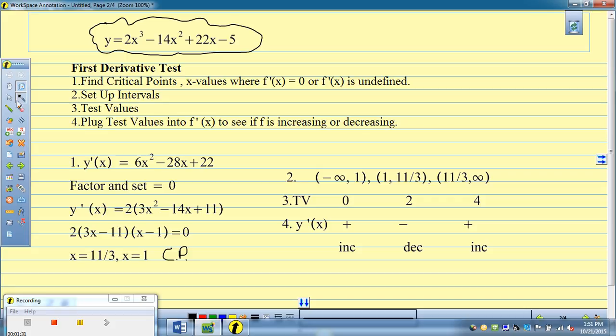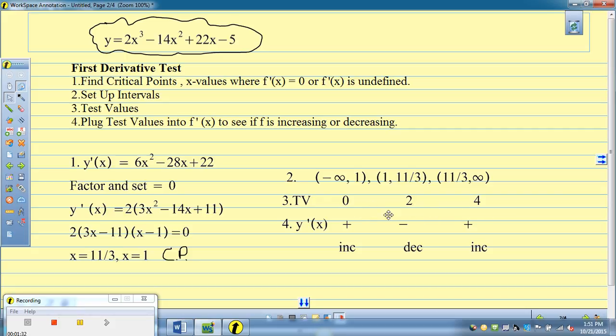Now we build up intervals around our critical points. And when I say that, this is an open interval. We don't have any endpoints, so we're going to go from negative infinity, coming from the far left, to the first critical point, which is 1. Then we will have from 1 to 11/3, and then from 11/3 to infinity. We'll pick a test value in each one of those intervals, and you'd want to just pick a number in the interval that's easy to work with. So I chose 0, 2, and 4.